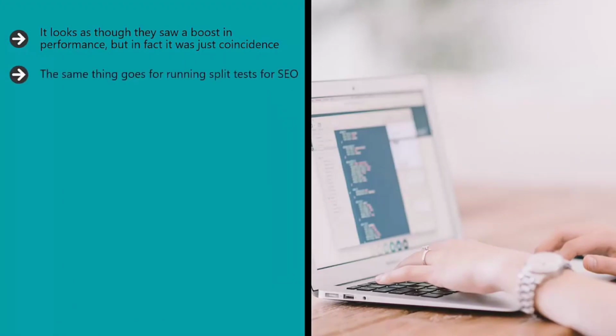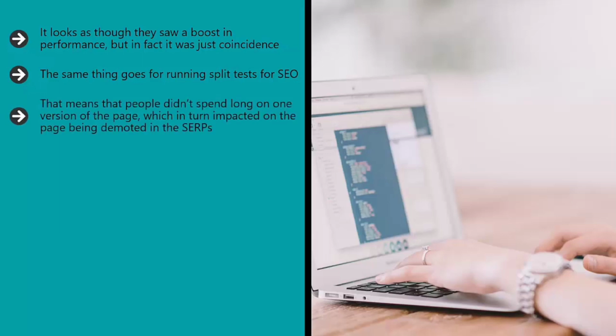The same thing goes for running split tests for SEO. If you have 2 versions of a website and one enjoys a bigger boost in SEO than the other, then this could potentially be a result of one page having lower bounce rates than the other. That means that people didn't spend long on one version of the page, which in turn impacted on the page being demoted in the SERPs. But what if the reason that the one page had higher bounce rates was simply that it was lucky? That the people who went there happened to be in less of a hurry.